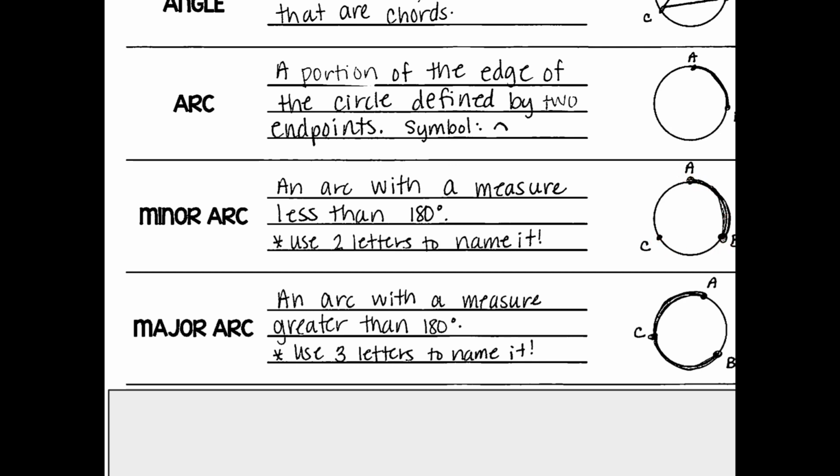A, B, and C, those points are in the same spot, but AB is considered the minor arc. ACB would be the major arc. And notice how I went A to C to B. If I went A, B, C, it would be a different major arc.